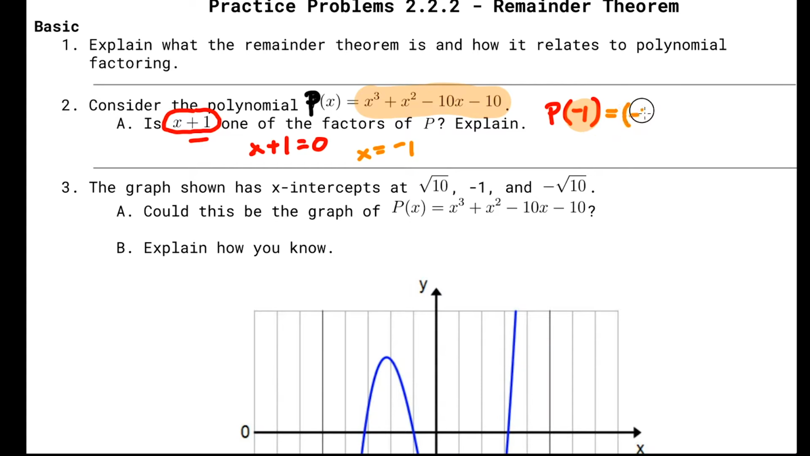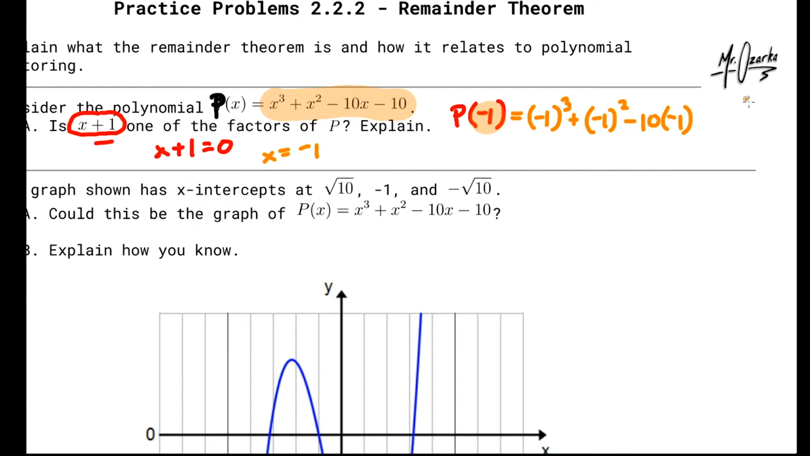So you're going to end up with negative 1 cubed, which is just negative 1, plus negative 1 squared, which is just positive 1, minus 10 times negative 1, minus 10. Okay, this math's not too complicated, so I'm not going to use a calculator for it. I'm just going to write it all out. So negative 1 to the third is negative 1. Negative 1 squared is 1. This minus minus becomes just a positive 10, and then we have a minus 10 right here. Okay, now if you add these up, negative 1 and 1 cancel, and then 10 minus 10 cancels.